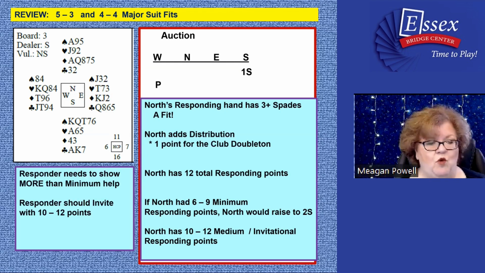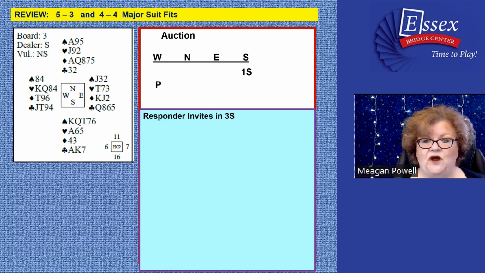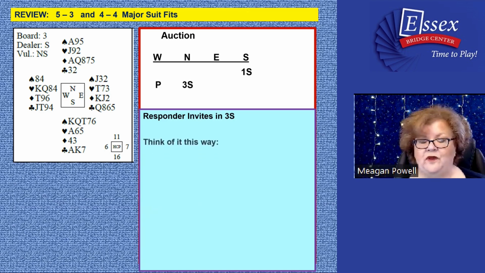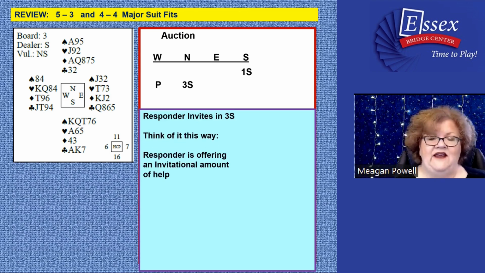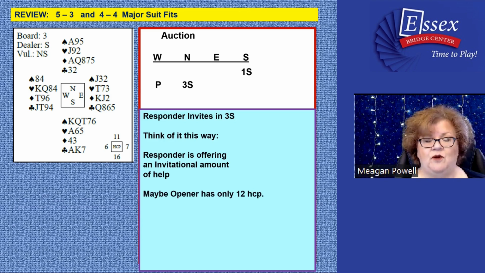Responder, you need to show more than minimum help. What you're going to do is invite with 10, 11, or 12. You should invite all the way up to the 3 level, 3 spades. I want you to think of it this way. You are offering an invitational amount of help because maybe it's true opener might only have 12 high card points.